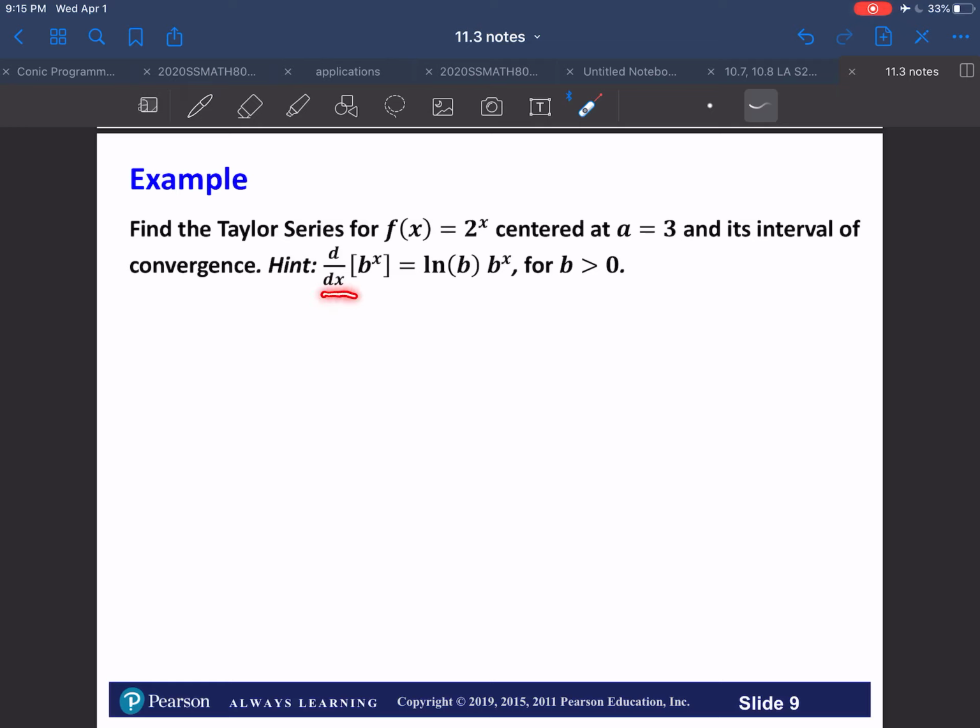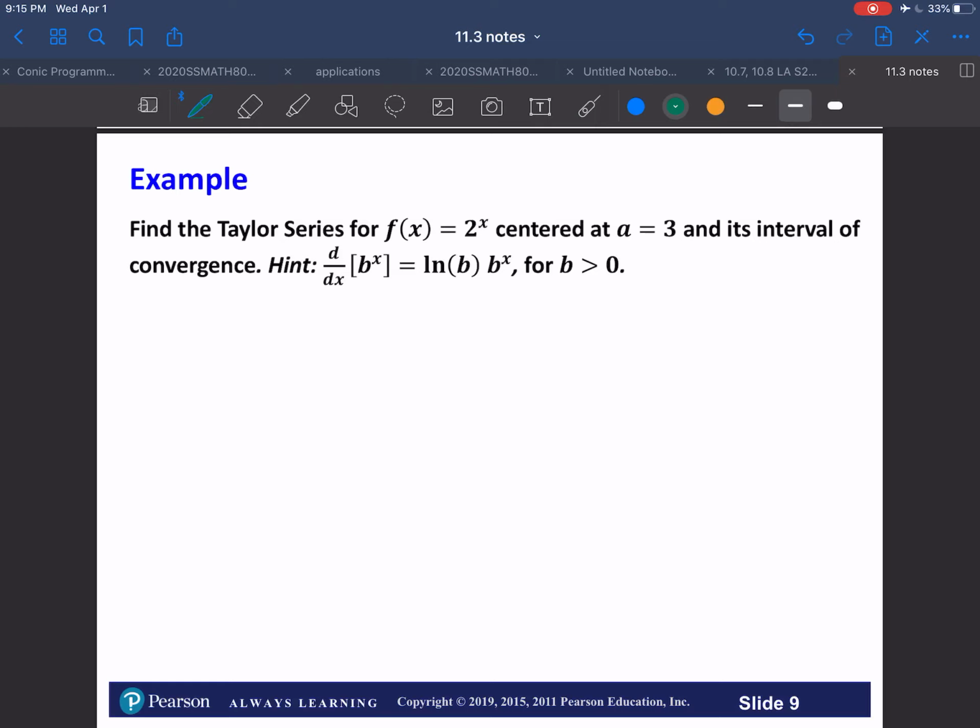The derivative of b to the x is the natural log of b times b to the x whenever b is a positive number. So in this case, our b is 2, and b obviously is positive here, so we can use this rule. Side note, if this was e to the x, then of course you know what that derivative is. It's just e to the x, and it also follows this rule. The natural log of e is 1, and so that's why this still works out.